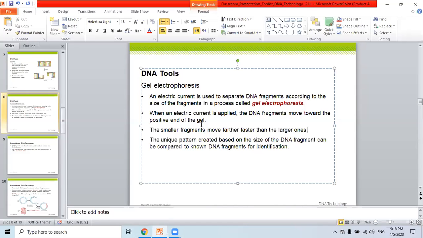The smaller fragments move further and faster than the larger ones. This is true. The unique pattern created based on the size of the DNA fragment can be compared to known DNA fragments for identification. Okay, this is just telling you the mechanism of it, how it is happening.